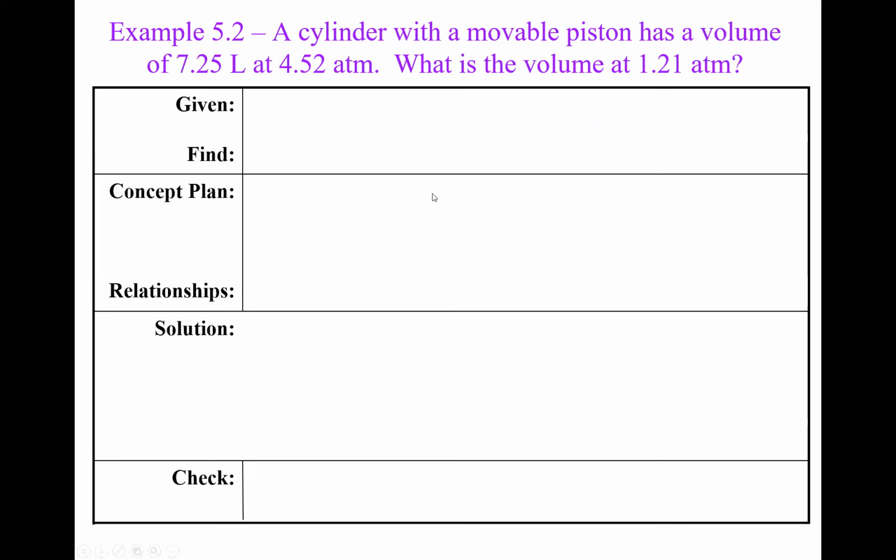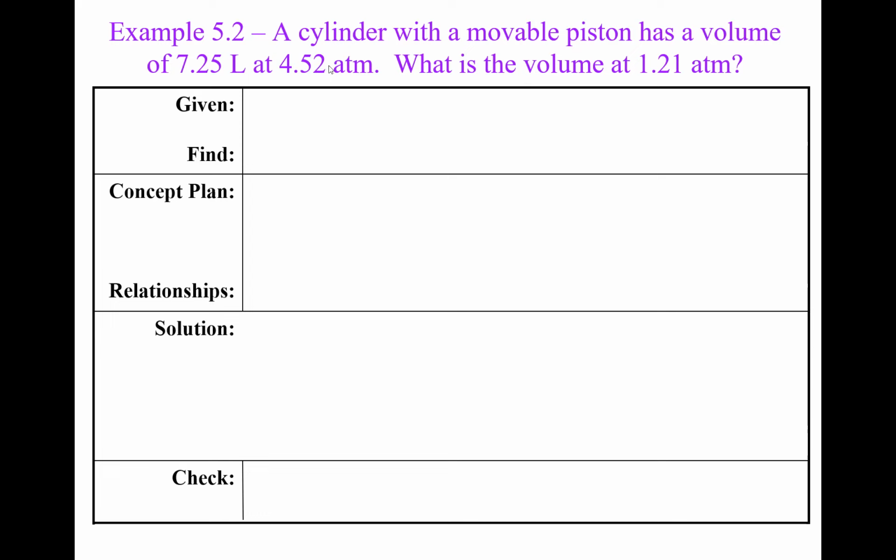All right. So the problems on the exam will be similar to this. These ones are good. Let's take a look at a cylinder with a movable piston that has a volume of 7.25 liters. It's at 4.52 atmospheres. What's the volume at 1.21 atmospheres? So it's inversely related, right? The atmospheres went down, so we're expecting the volume to go up. As one goes up, the other goes down.